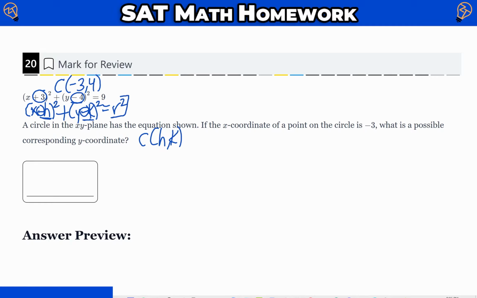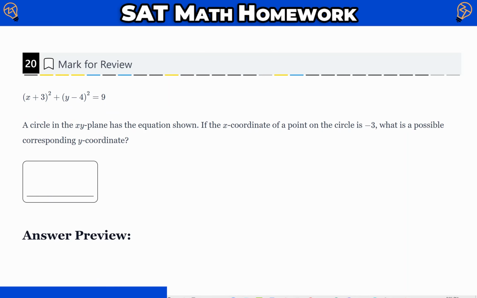And notice on the right side of the equal sign it says r squared. Well, if r squared is 9 and you take the square root of both sides, technically you get plus or minus 3. But because we're talking about a radius, which is the distance from the center to a point on the circle, we would really just get 3. Okay, so all that's good information and good knowledge to be aware of.